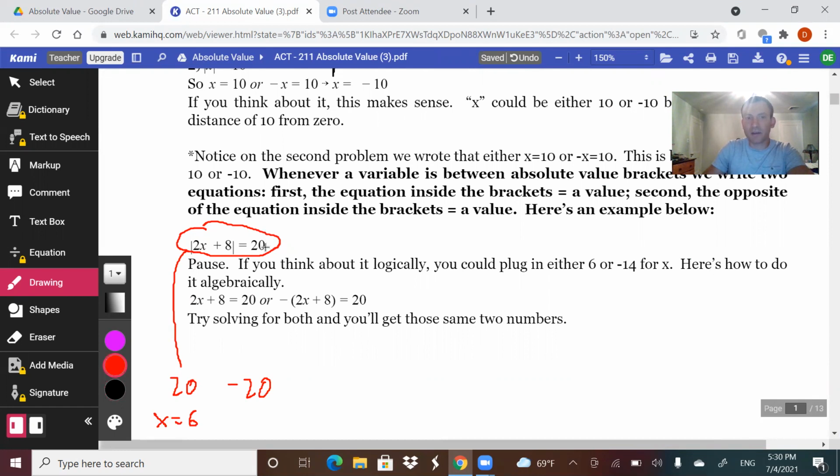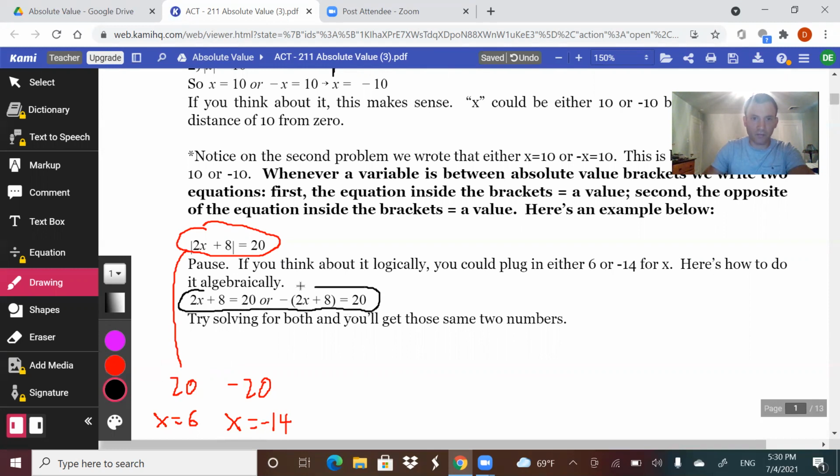So how do we make it negative 20? Well, x would have to be negative 14. Negative 14 times 2 is negative 28 plus 8 gets us negative 20. Absolute value of negative 20 is 20. So x could equal 6 or negative 14. So the question is, how would we do this mathematically? And the way is right here.